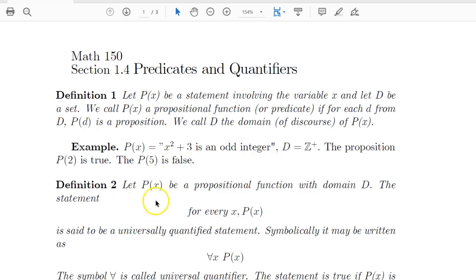Definition. Let P(x) be a propositional function with domain D. The statement "for every x, P(x)" is said to be a universally quantified statement. Symbolically, it may be written this way. Here, this symbol is a capital A rotated upside down. So we read this "for every x, P(x)".